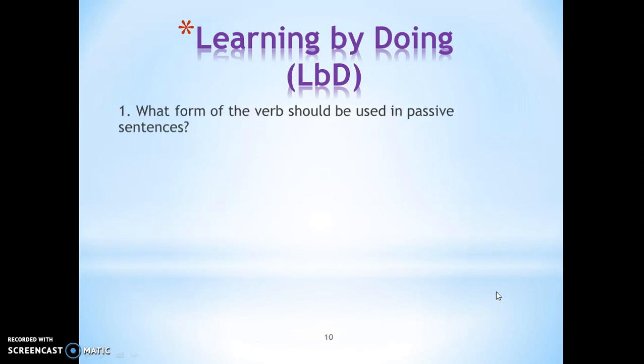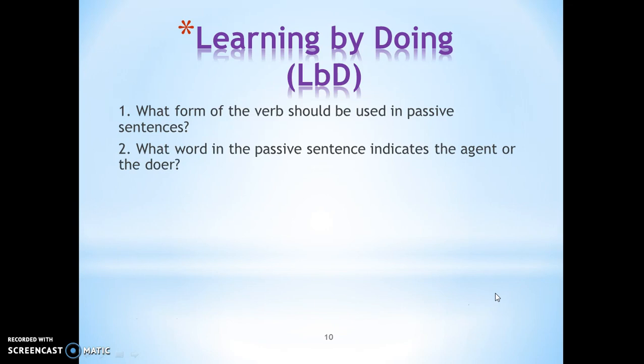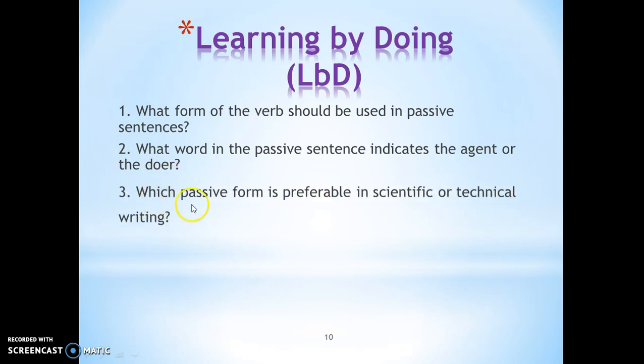Now, after seeing how to change active to passive sentences, try doing these sentences. What form of the verb should be used in passive sentences? Now, answer the next question. What word in the passive sentence indicates the agent or the doer? Another question. Which passive form is preferable in scientific or technical writing?